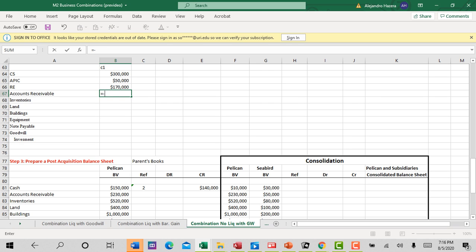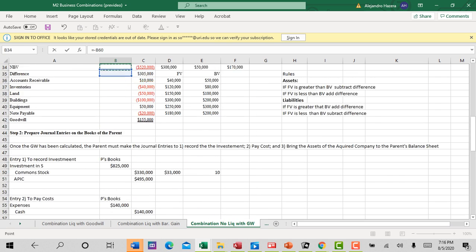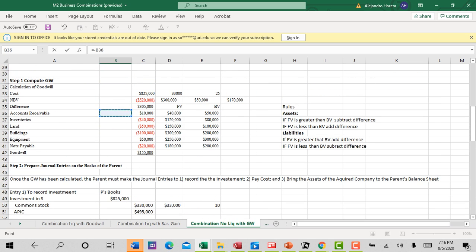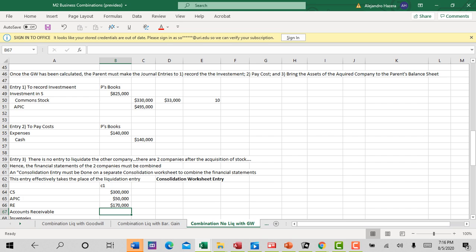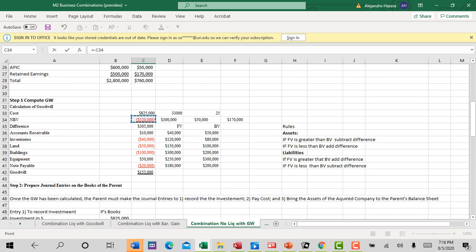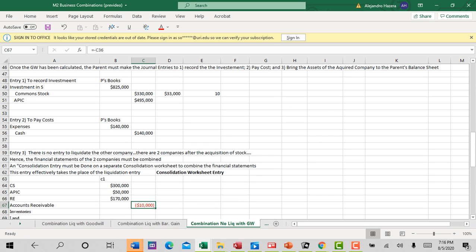Okay, so for accounts receivable, you have to reverse most of these things. We actually wrote accounts receivable down, by the way, by 10,000. So we're going to credit accounts receivable for 10,000, and I just shouldn't put a negative there. That's the absolute value, for 10,000.